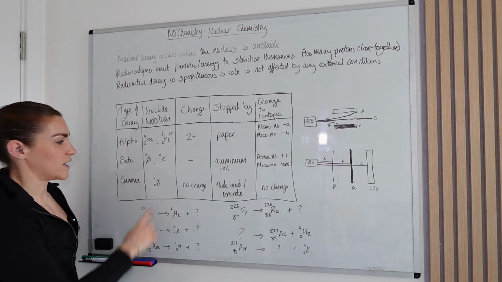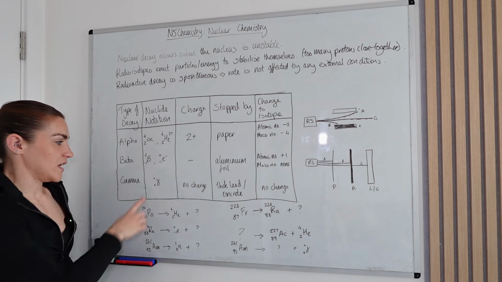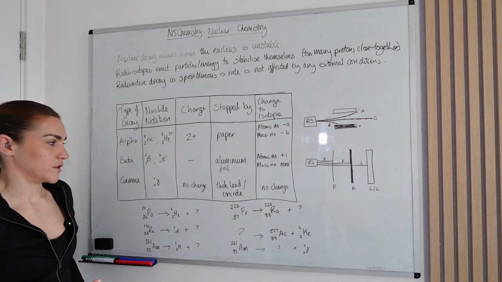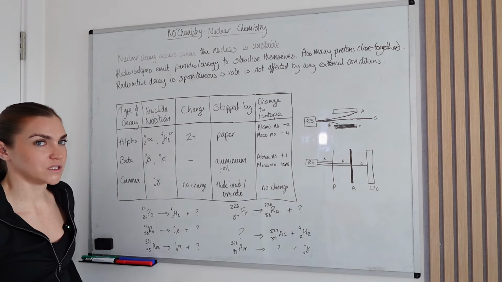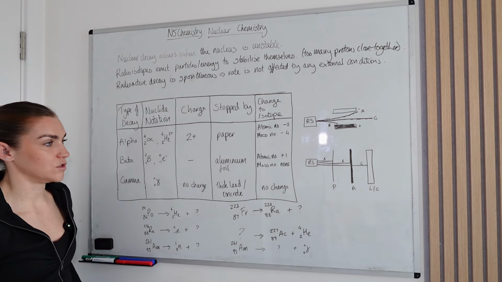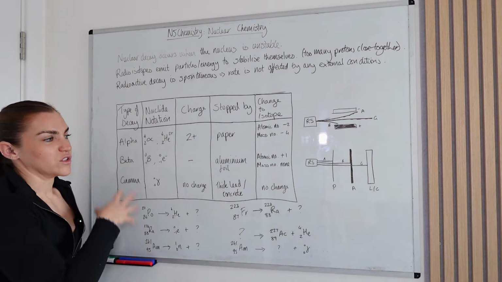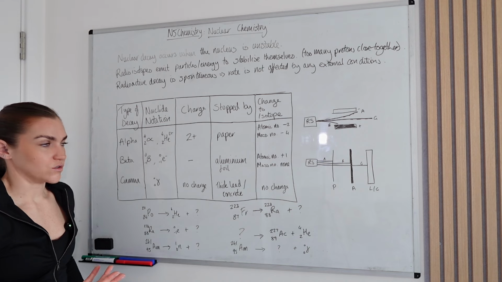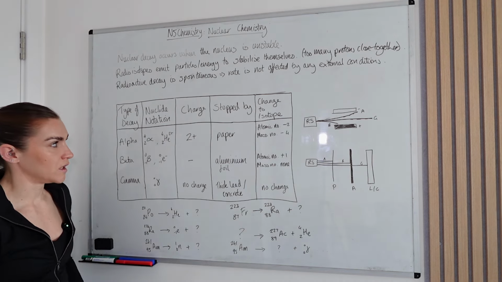Then lastly, we've got gamma. Gamma radiation doesn't have any mass or any atomic number associated with it. It is just energy that's emitted from the nucleus in order to try and stabilise itself. So it doesn't actually cause any change to the radioisotope in terms of its structure. It's just the emission of energy.